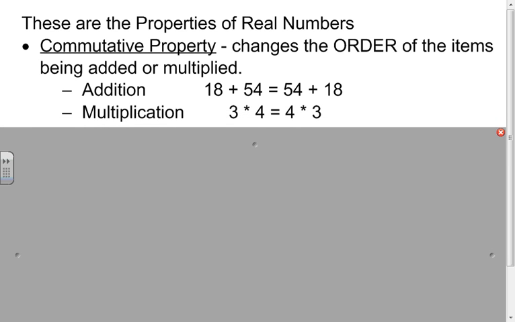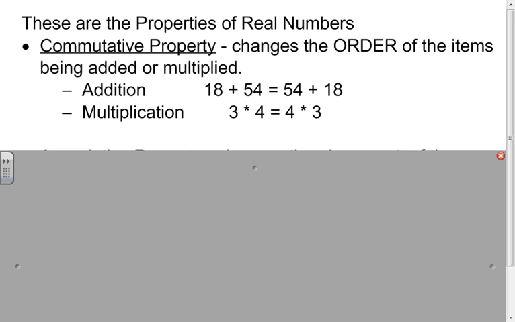There's also the commutative property of multiplication. It's a multiplication problem, and the order of the numbers changes. So instead of 3 times 4, I can have 4 times 3. The stuff on the left gives me 12, the stuff on the right gives me 12. Doesn't matter which order I put those in, I still get the same answer.